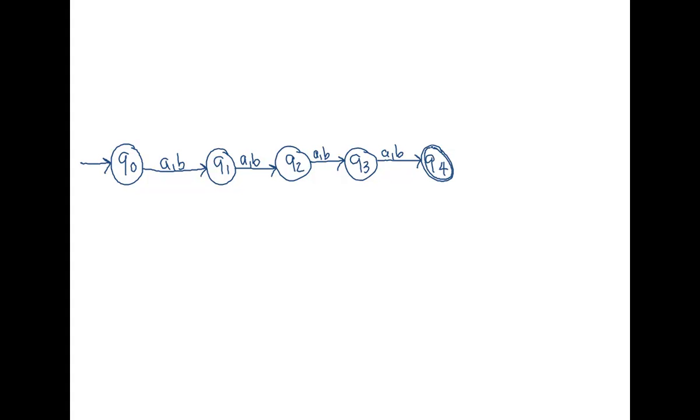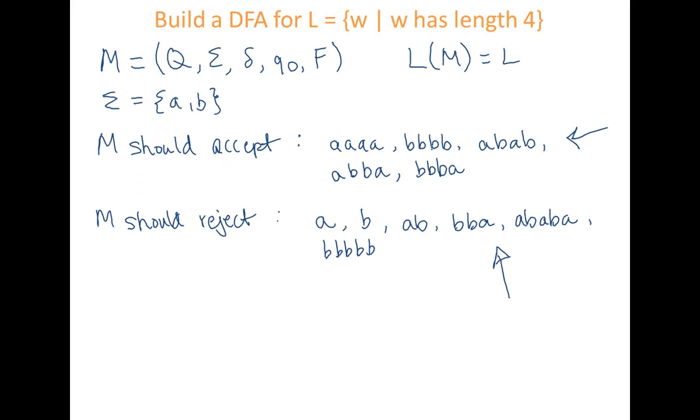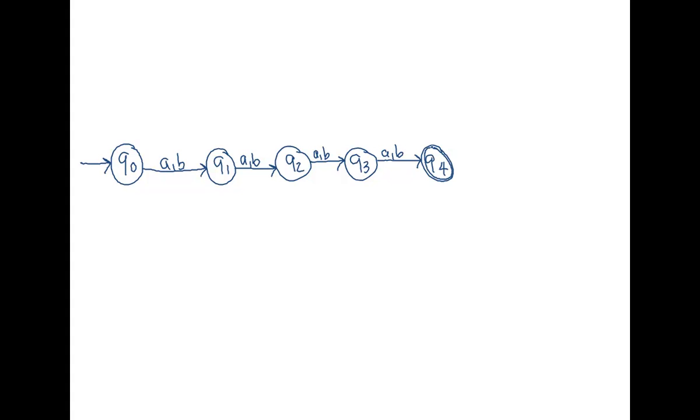Let's try some of these strings that we had before. Let's try an acceptance string, ABAB. If I see an A, I'm going to go from Q0 to Q1, and then I see a B while I'm in Q1, so I go to Q2. Now I see an A while I'm in Q2, so I go to Q3, and then I see a B while I'm in Q3, so I go to Q4. Now I'm in state Q4, and I've run out of characters to read, so I stop, and I'm in a final state, so I accept.